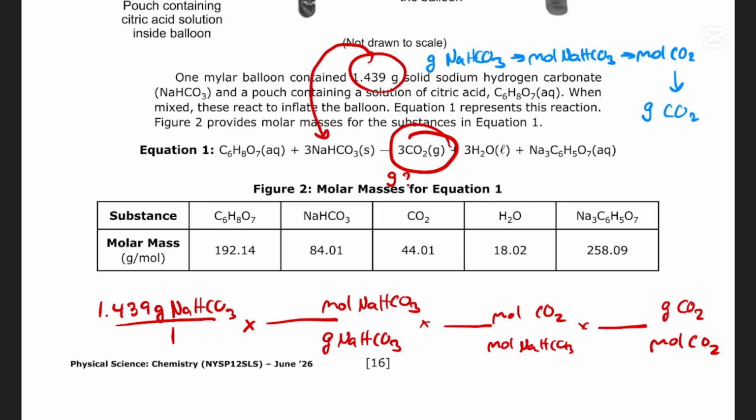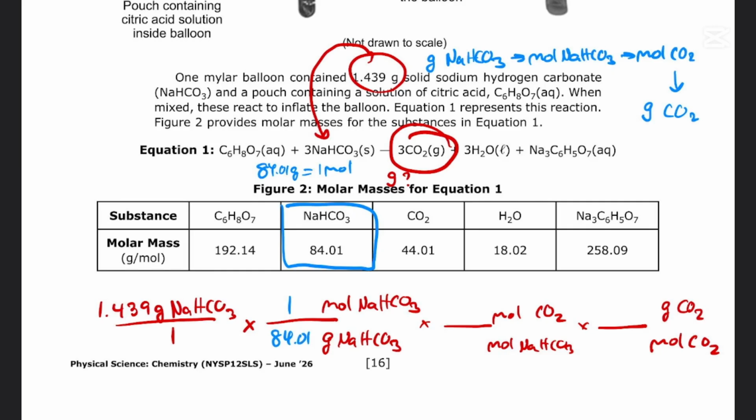All right, so then how do I plug in the numbers? Well, it gave us the molar masses, which is really nice. So for the first one, we have 84.01 grams per mole. What that means for that substance is 84.01 grams is equal to 1 mole. So plugging in those numbers, I get this.